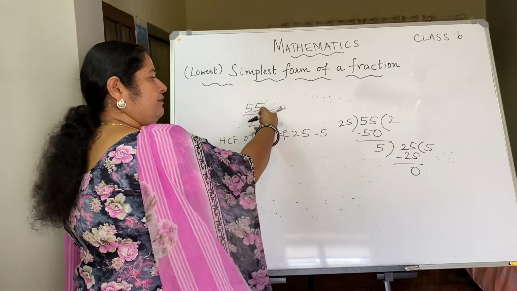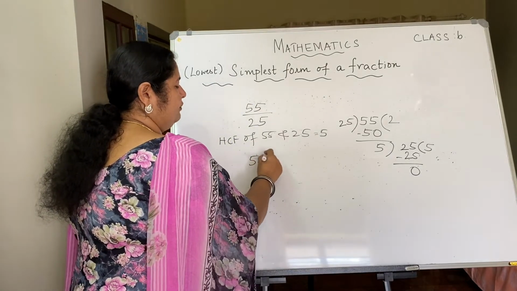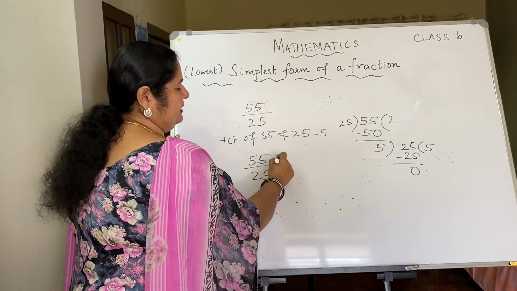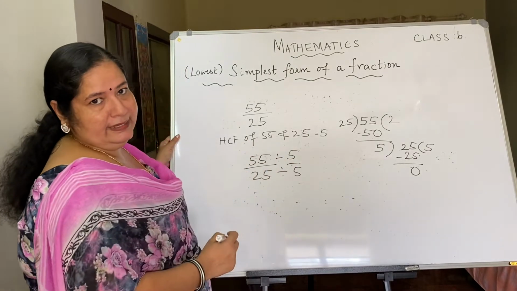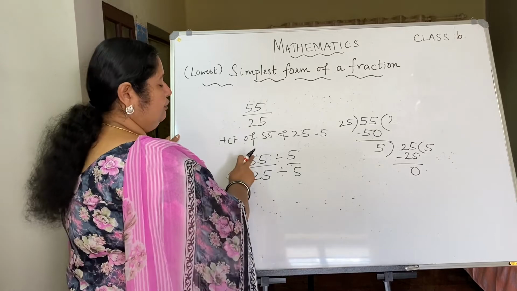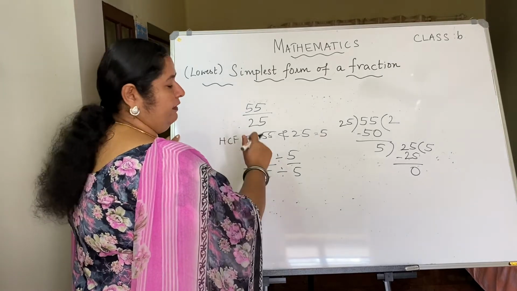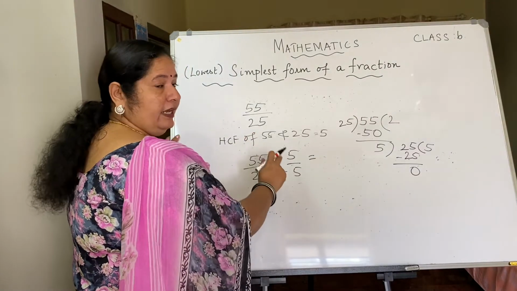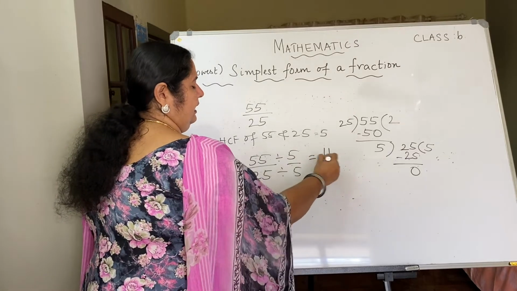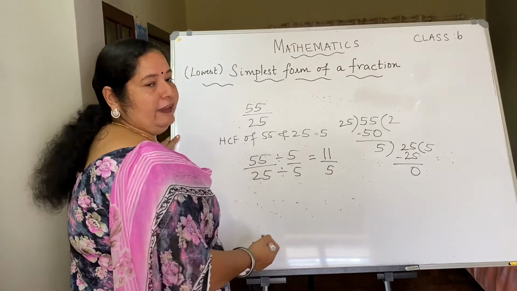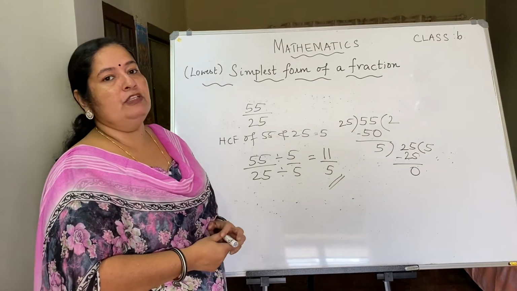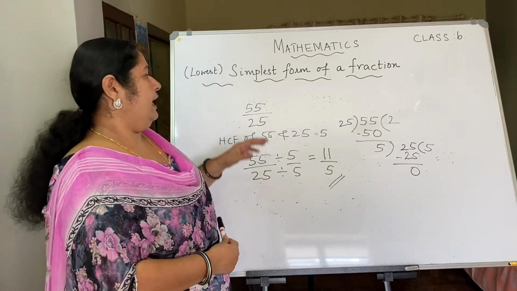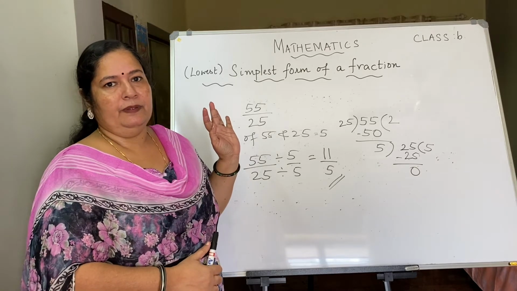Now to reduce this fraction to the lowest form, you have to divide both numerator and denominator with the HCF. The HCF is 5. So 55 divided by 5, 25 divided by 5. What is 55 divided by 5? 11. And 25 divided by 5, 5. 11 by 5 is the reduced or simplest or lowest form of the fraction 55 by 25.